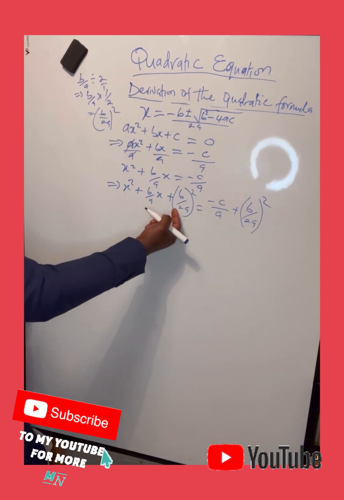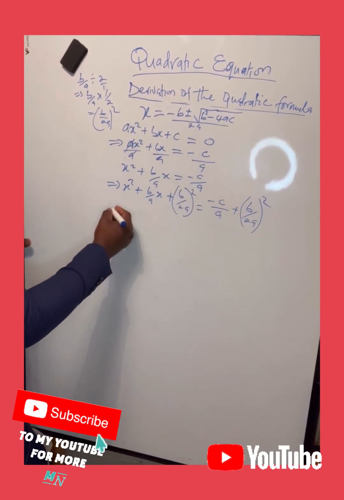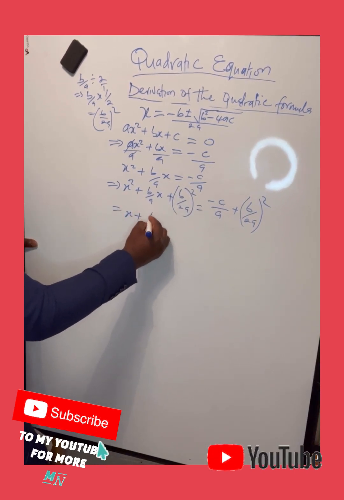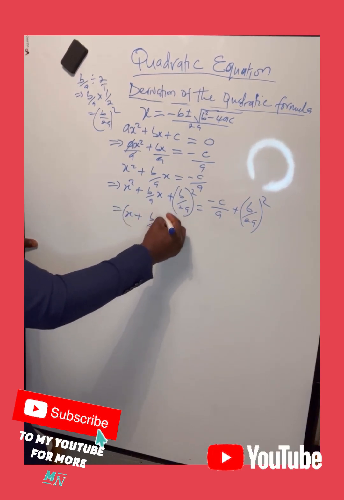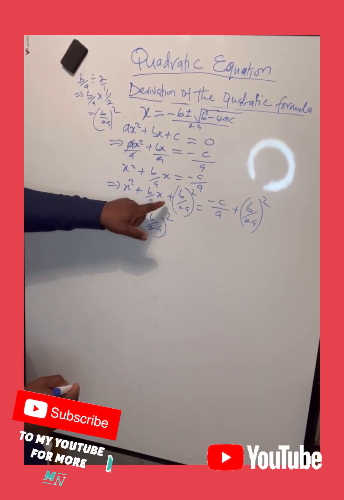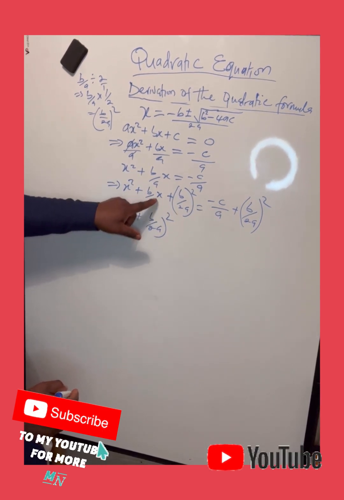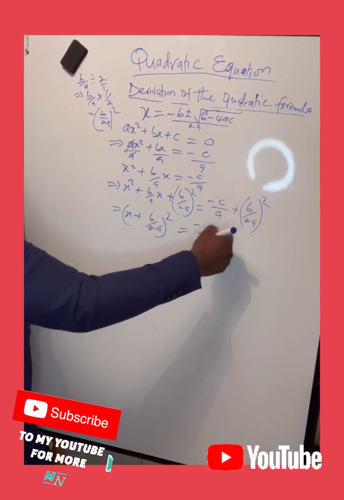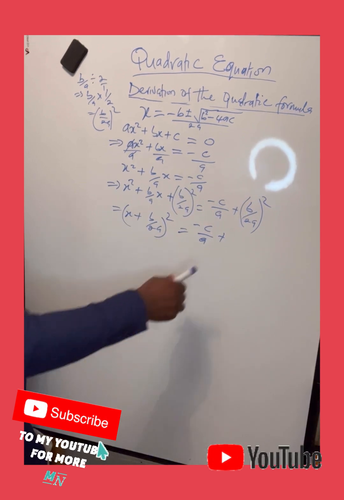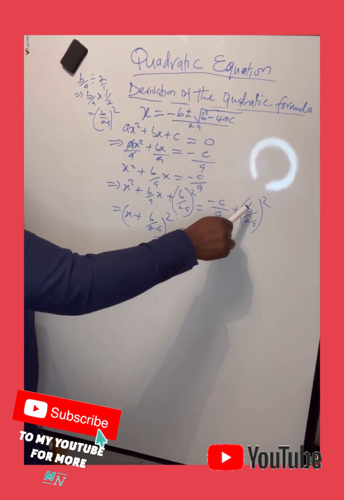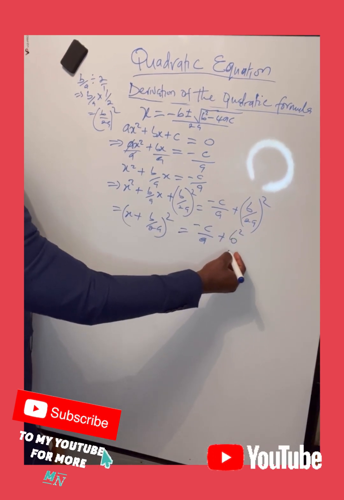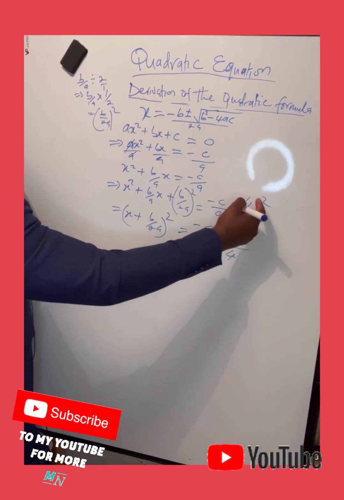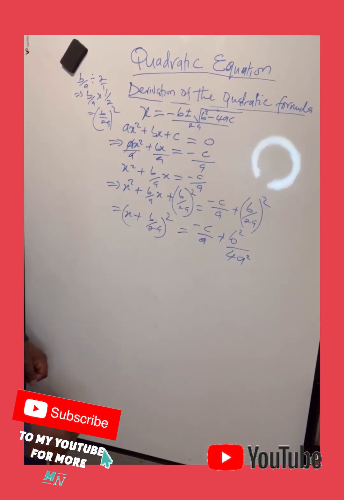Next, I'm going to compress this. Compressing this expression, I'm going to have x plus b over 2a all squared. Expanding this, this and this are the same. So this is equal to minus c over a plus, and I'm going to distribute this square across all the terms in the brackets. So b raised to the power of 2 is b exponent 2, divided by 2 raised to the power of 2, which is 4, times a raised to the power of 2, which is a exponent 2.